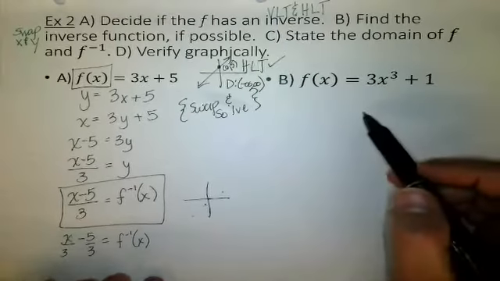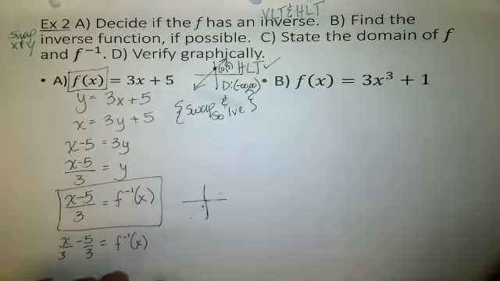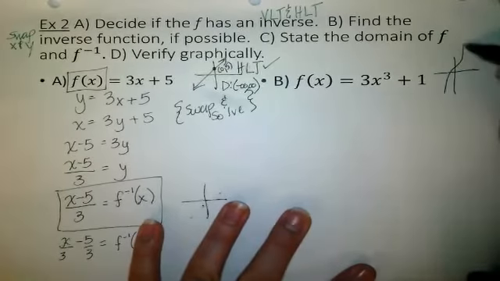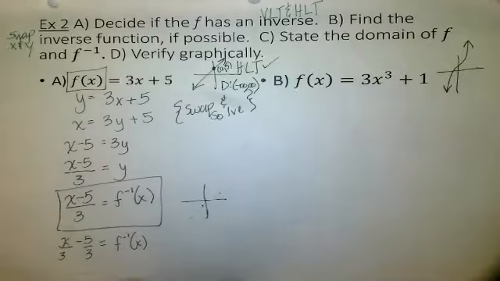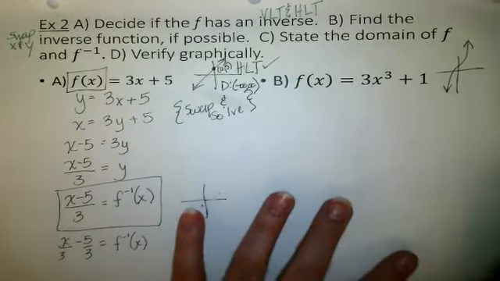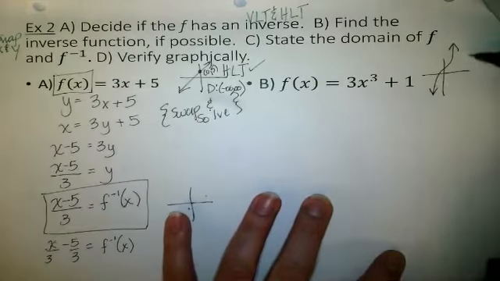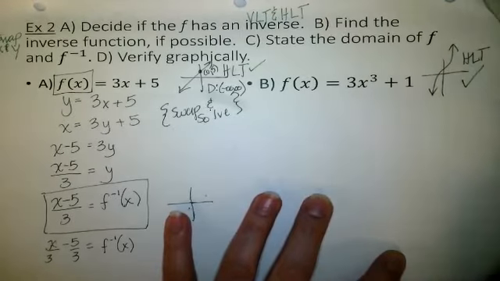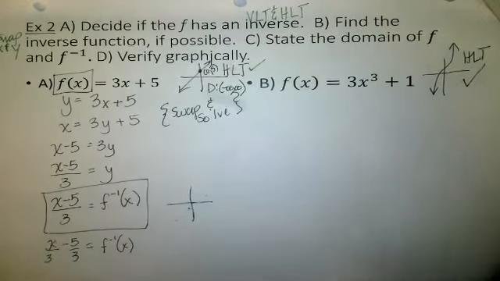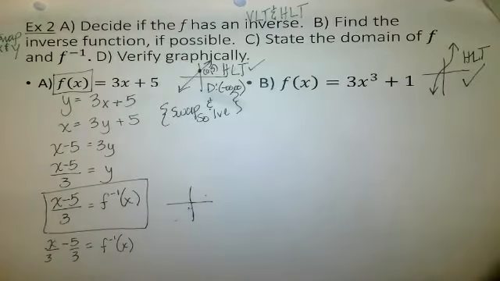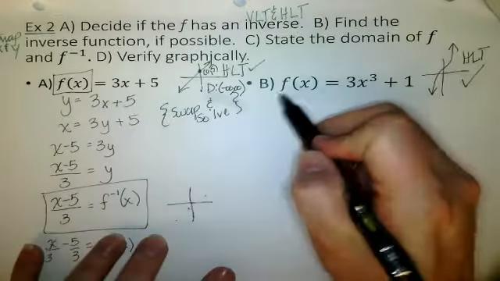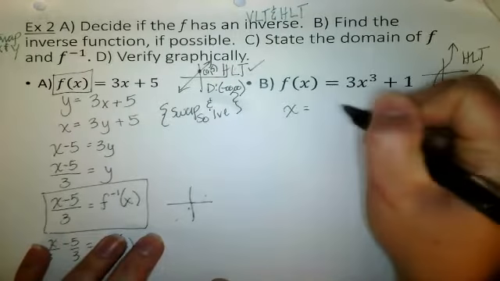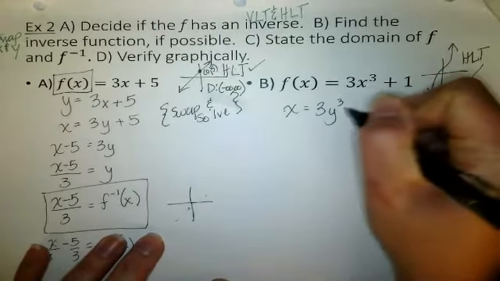All right. This is a cubic function. What shape is that cubic? A squiggle. And it's been shifted up 1, so it looks kind of like that. Does it pass the horizontal line test? Yes. Does it have an inverse? Yes, it does. Okay. So since it has an inverse, I want to find the inverse. We're going to swap and solve. So instead of y, I'm going to do x equals 3y cubed plus 1.